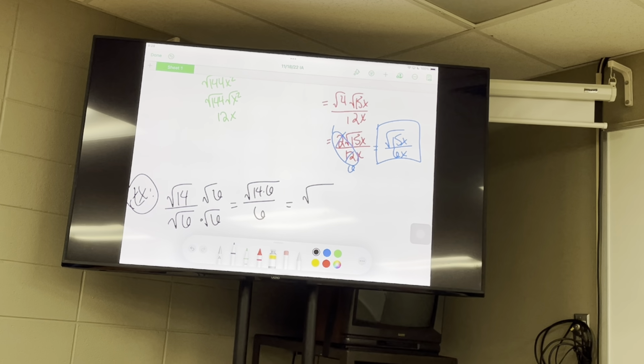Square root of, I don't have my calculator up here, what's 14 times 6? 84. And then ask yourself, what is the largest perfect square that goes into 84? So you could start with, again, 49. 84 divided by 49 doesn't work. 84 divided by 36 doesn't work. 84 divided by 25 doesn't work. What is it? 4?